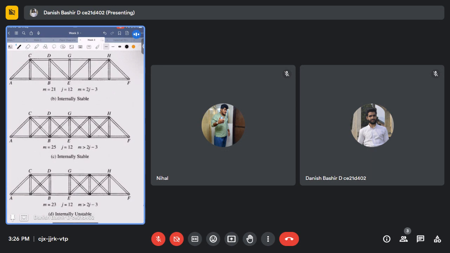If we look at this type of truss, M is equal to 25, J is equal to 12. So M is coming out greater than 2J minus 3. So it's internally stable. Okay. Hope you people are getting my point.